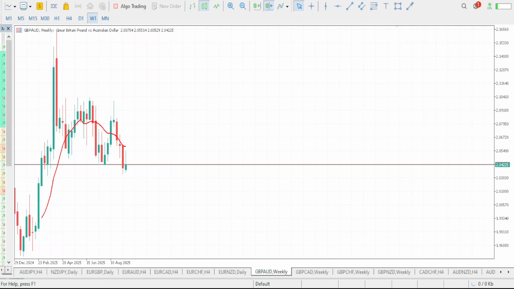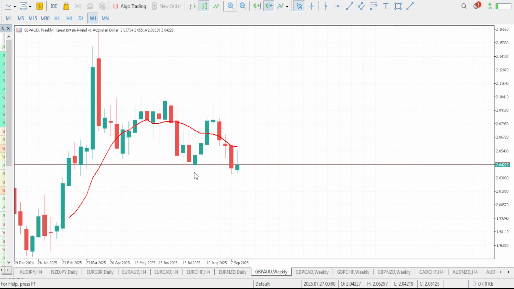Now let's take a look at what we will be expecting on our GBP pairs, like our GBP AUD, GBP CAD, GBP Swiss franc, and GBP New Zealand dollar. Let's start with our GBP AUD, which is our GBP Australian dollar. See the trend, right? If you look at the trend, we are on an uptrend move. But the current trend on GBP AUD is literally ranging.